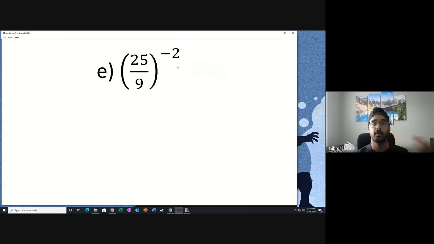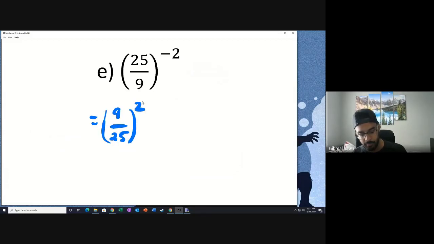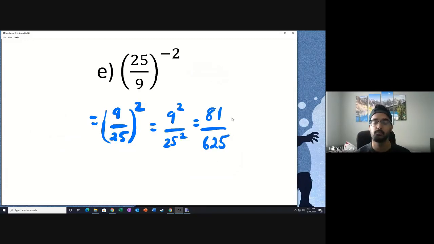Okay, for E, very similar. This is a power of a quotient rule. But I don't really want to apply the -2 inside because it's a -2 and I want the positive exponent. It makes it a lot easier to think about. So we'll take the reciprocal again of our fraction, 9/25. That's going to be squared. So if you really want to simplify further, you can then do 9 squared over 25 squared, which is going to give you 81/625. Okay.